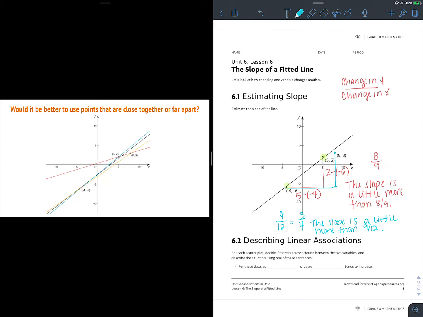But just remember, keep those slope triangles in mind. And when you're drawing a slope triangle, it's telling us that we're looking at that change in y over change in x as we move forward.